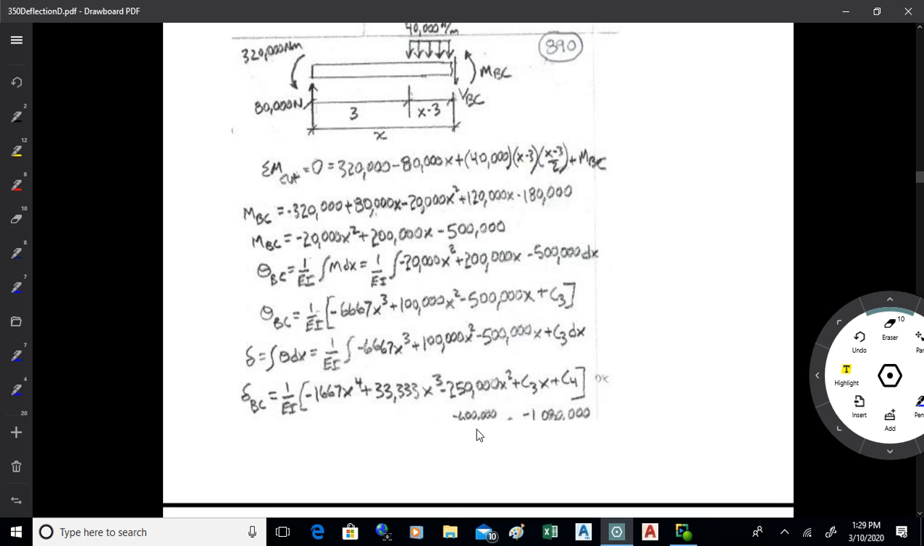So what I'm going to do is go from B to C now. I'm going to come up with a moment equation. And this is going to get a little messier now because I'm in that load that goes from B to C. So I've got the reactions on the left.